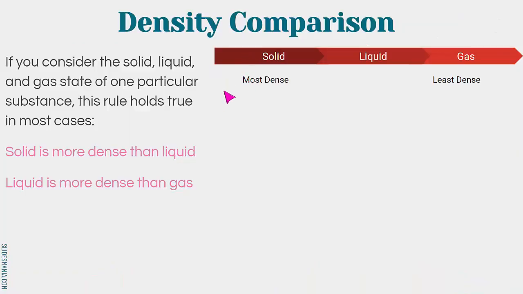All right, so because solids and liquids and gases have different particle spacing, they're going to have different density. So if you consider all 3 phases of matter, the following rules hold true for most substances. Solid is more dense than liquid. That means that the particles in a solid are going to be very close together. Liquid is more dense than gas. So liquid is kind of medium. And then in a gas, the particles are very spread apart from each other.